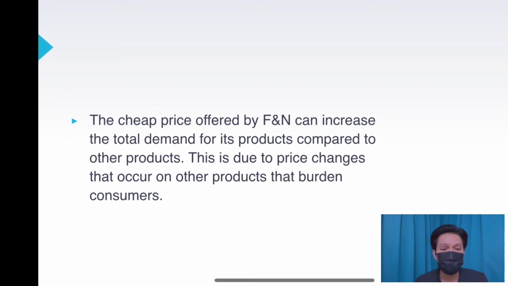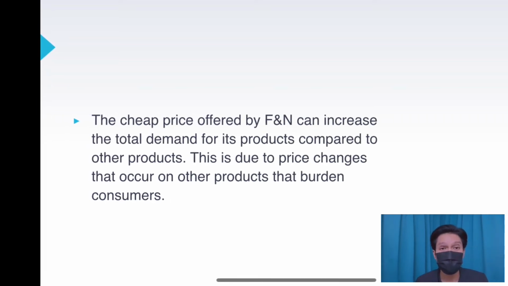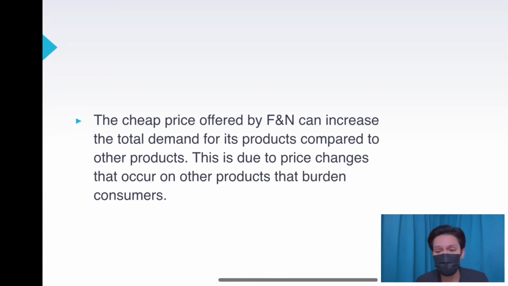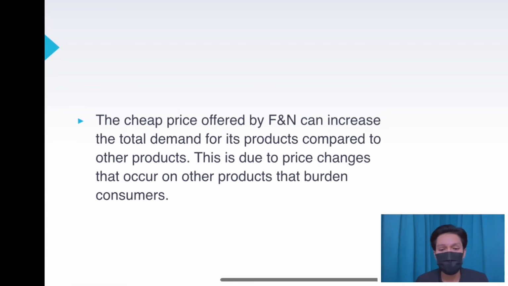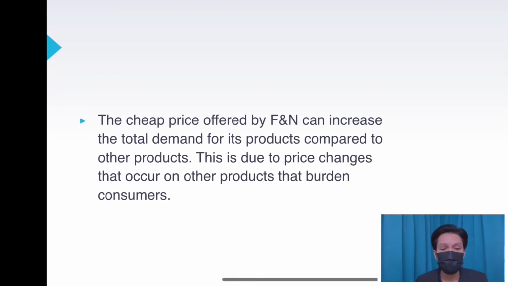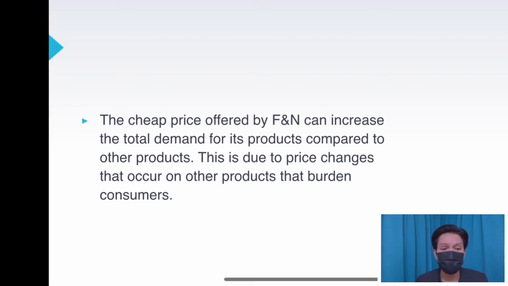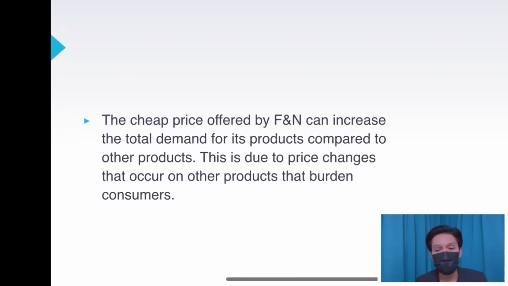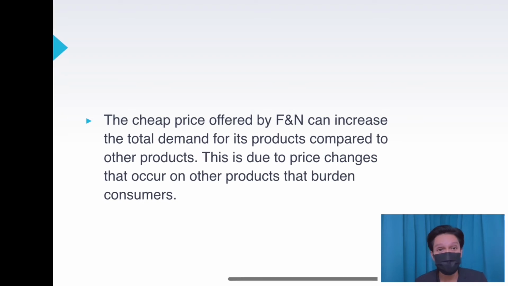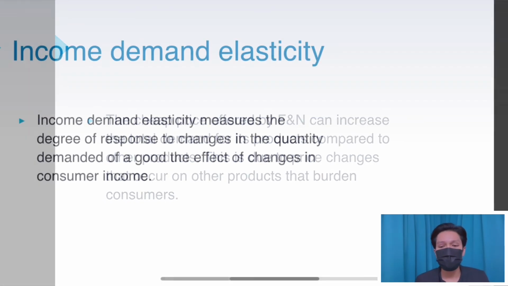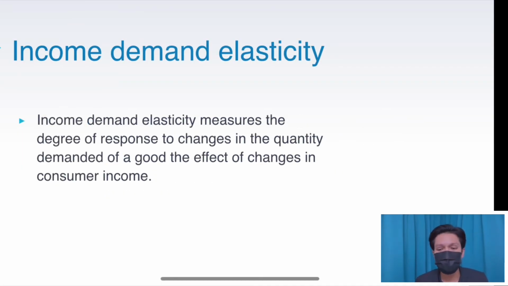So the cheap price offered by F&N can increase the total demand for its product compared to other products. So this is due to price changes that occur on other products that burden consumers. So last one is income elasticity of demand. So this income elasticity of demand measures the degree of response to changes in the quantity demanded of a good, the effect of changes in consumer income.